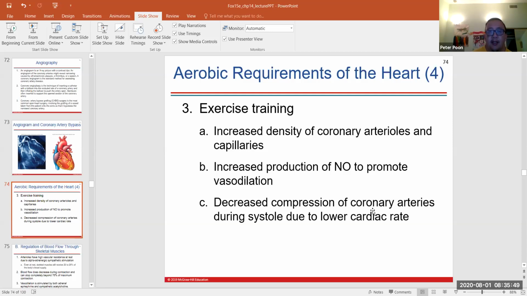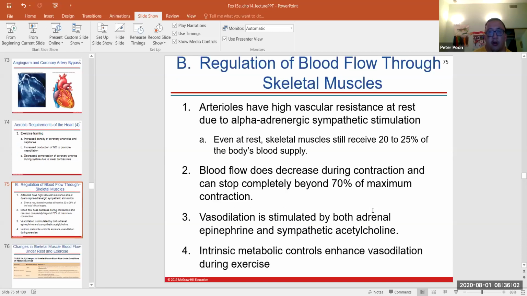Exercise training increases the density of coronary arteries and arterial capillaries, so it increases production of nitric oxide to promote vasodilation. Regulation of blood flow through skeletal muscles: arterioles have high vascular resistance at rest due to adrenergic sympathetic stimulation. So even at rest, skeletal muscles still receive 25% of the body's blood supply.